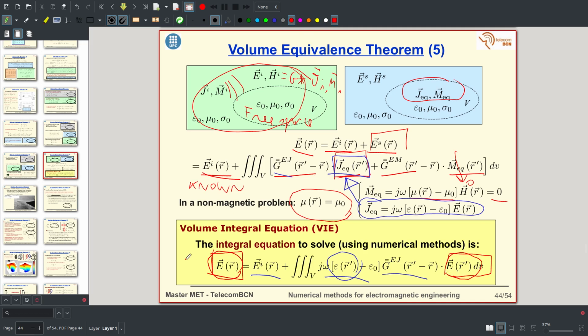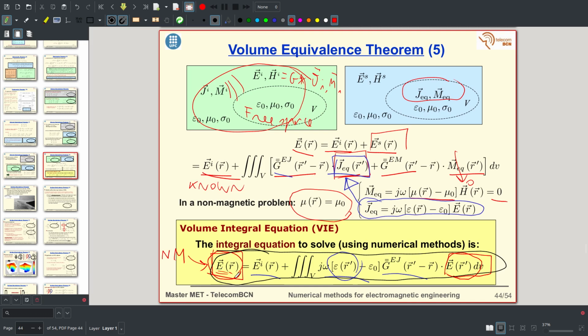So we will discretize this equation with numerical methods and obtain the electric field, which is the unknown. In fact, we will use a method called method of moments to discretize this equation and get a linear system of equations in which the unknowns are samples of the electric field.